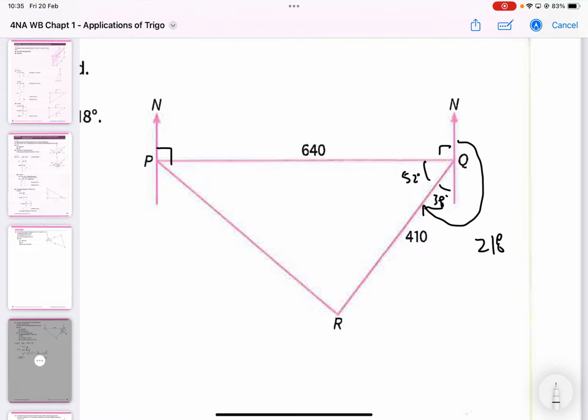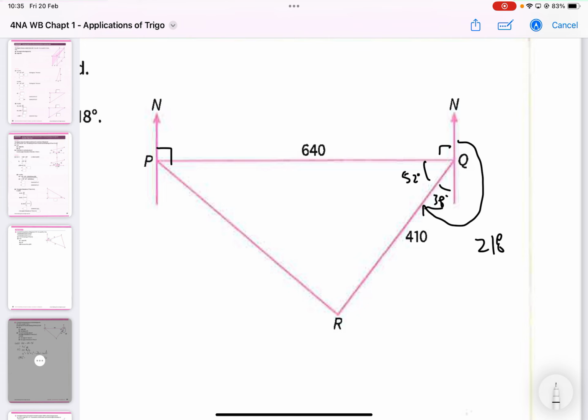Okay, Ken. So I'm using this triangle to use my cosine rule. I only know this angle. So this one must be the small a because it's opposite the angle. This 640 and this 410, they are the other two sides. So they are B and C.